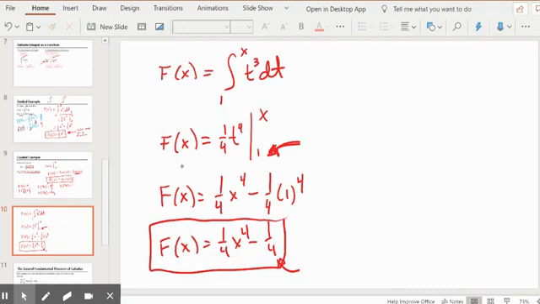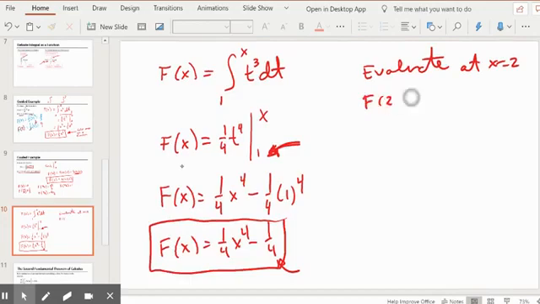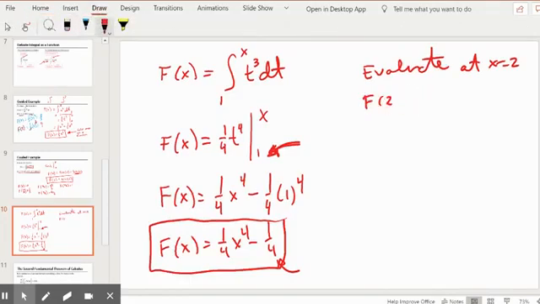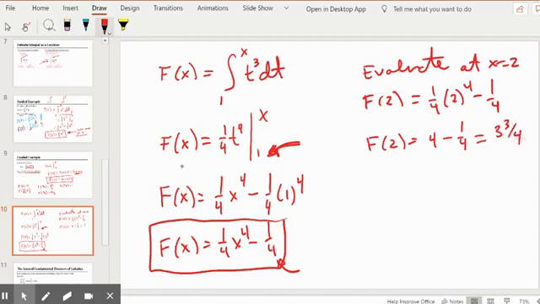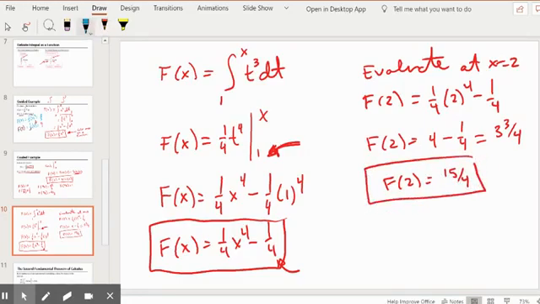And now if we wanted to, we can evaluate at x equals 2. So F of 2 would equal 1/4 times 2 to the 4th minus 1/4. 2 to the 4th is 16, divided by 4, minus 1/4. We have 3 3/4, or we can say F of 2 is 15/4. So just to illustrate that the lower bound doesn't have to be 0, we can put a different constant there.